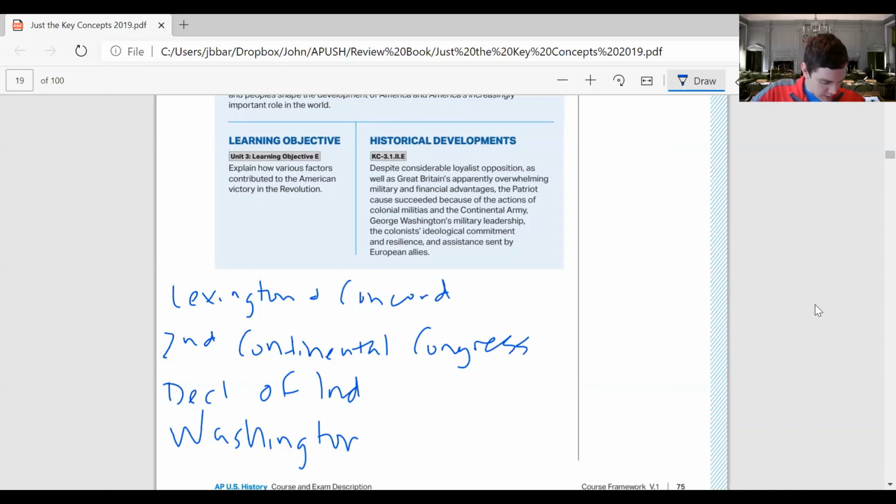You don't really need to know too many battles. Like I said, there's Washington crossing the Delaware. They're not going to ask about that. I doubt they'd ask about Valley Forge, when Washington's trying to keep the army together in a very cold winter. Maybe the Battle of Saratoga, because after this battle, this convinces the French to side with the Americans in the war.